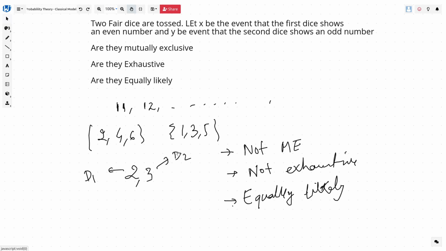In the next session, we will see how the probability is computed using the classical model.